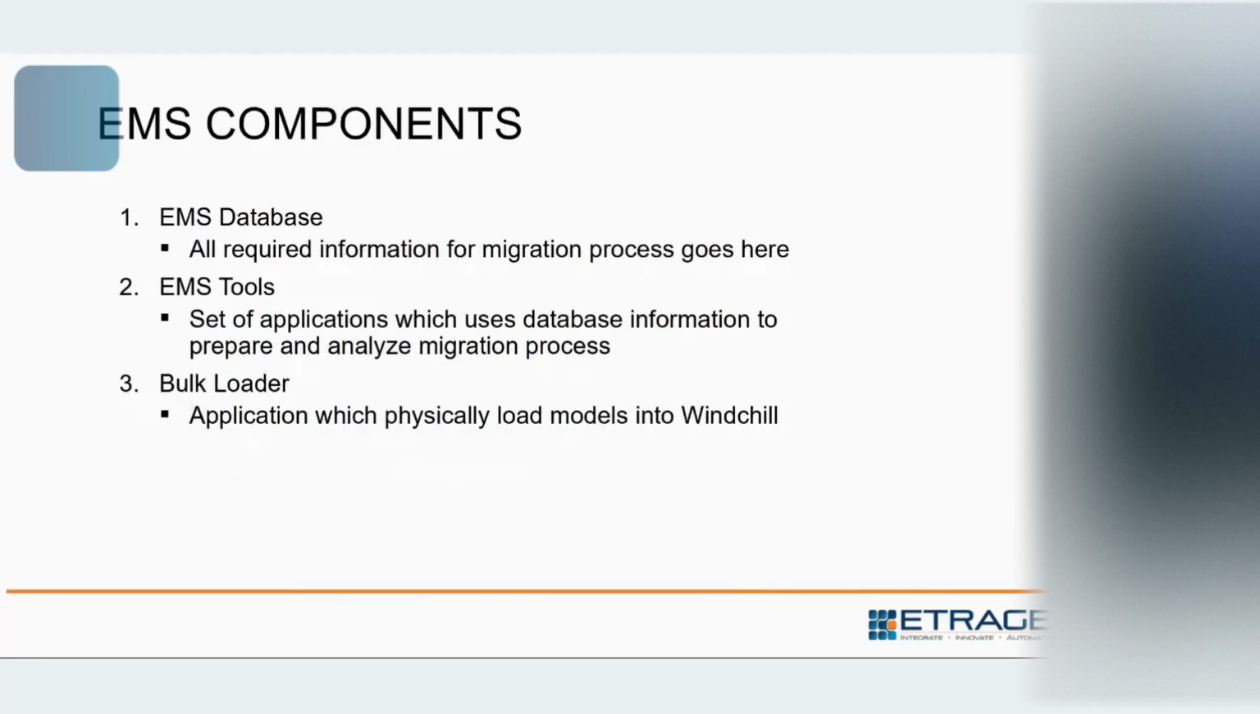On this slide, we can see the most important components of the ETRAGE migration system. Those are the EMS database, which is the main component of the system, where all required information for the migration process goes. The second is EMS tools, a set of applications which uses database information to prepare and analyze the migration process. And the third is the bulk loader, the application which physically loads models into Windchill.